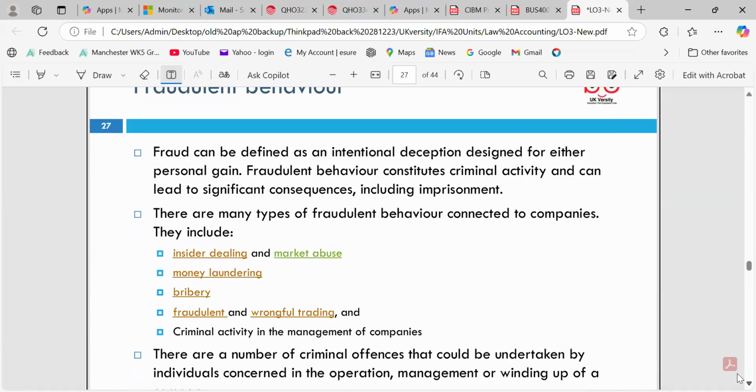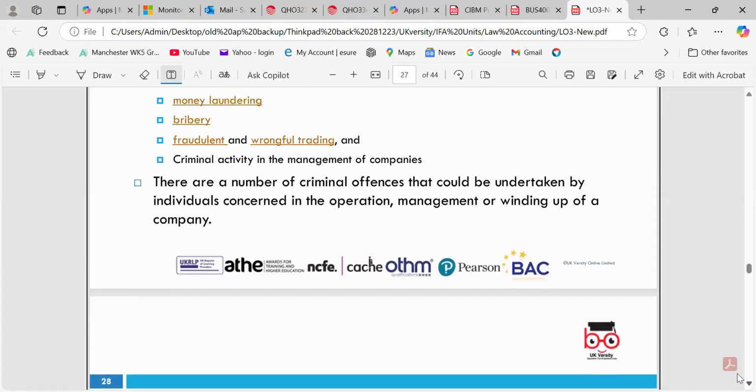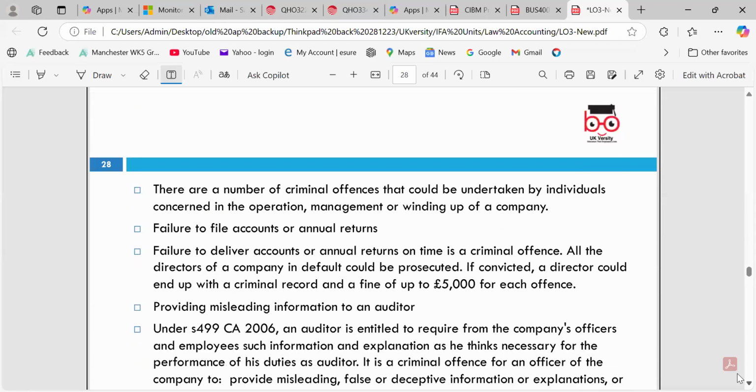Fraud can be defined as deception designed for personal gain. That's why fraudulent behaviors constitute criminal activities and can lead to significant consequences, including imprisonment. Insider dealing, like with shares, where we have information that the company is going to earn a profit, is also illegal. It can lead to money laundering, self-interest, bribery, fraud, and wrongful trading, knowing that things are a harm to the public and to health, which we're promoting.